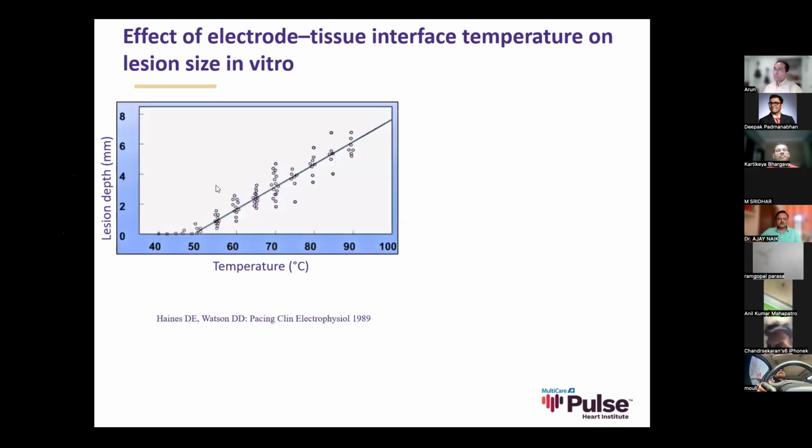Okay, so effect of electrode. This is again the same thing. As you increase the catheter tip tissue interface temperature, the lesion depth keeps increasing. If you heat the tissue interface to 90, your lesion depth is almost 6 millimeters. But if you heat the interface temperature to 60, your lesion is less than 2 millimeters in depth.